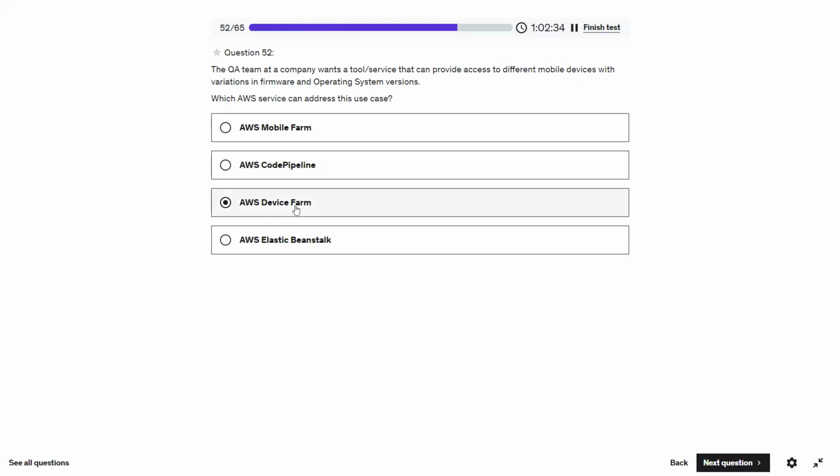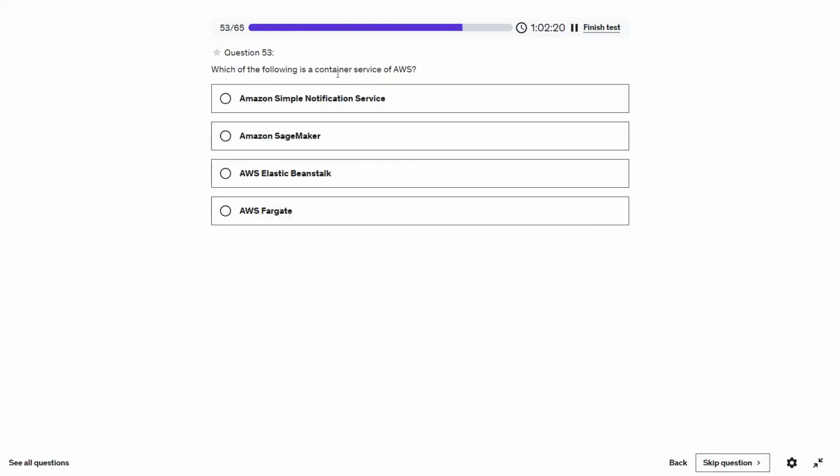In the Device Farm, it is one of the services. We can select, okay, we want to test this application in this browser. We want to test this application in this mobile screen, in this width. So that is the Device Farm. Which of the following is the container service? So container service is Fargate.